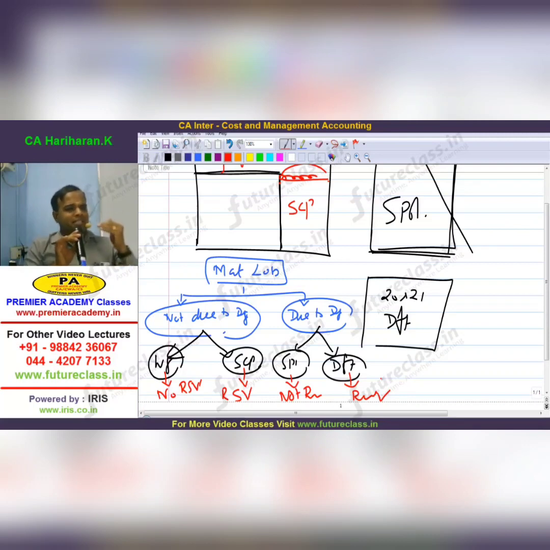Clear? They are all familiar terminology, but if you want to write, you may not know the difference between wastage, scrap, spoilage and defective. Now you have a better idea to write some points. Clear? So loss of material may be due to damage or not due to damage. What is the difference between damage and damages?